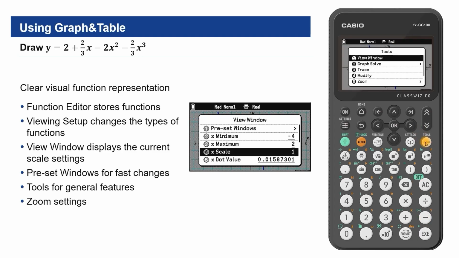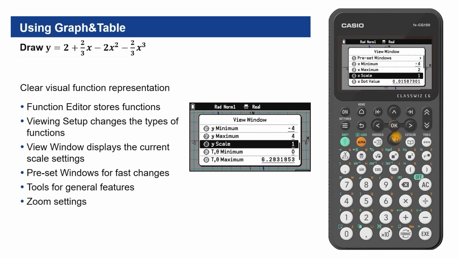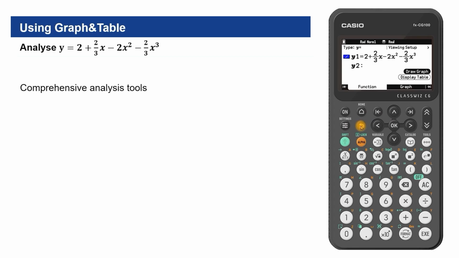To optimize the displayed graph for analysis, we will set certain values for the scales as follows: -4 to 2 horizontally, and -4 to 4 vertically. Graph&Table has a comprehensive set of analysis tools available, which we can demonstrate now.